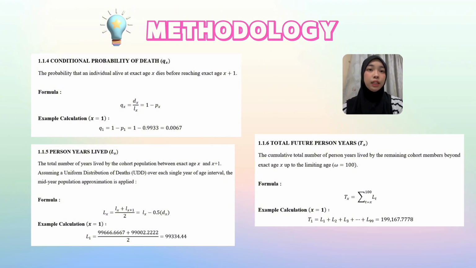Finally, life expectancy, Ex. This is perhaps the most prominent metric. The average number of remaining years a person surviving to age x is expected to live. We find this by dividing the total remaining person years by the number of survivors at that exact age.